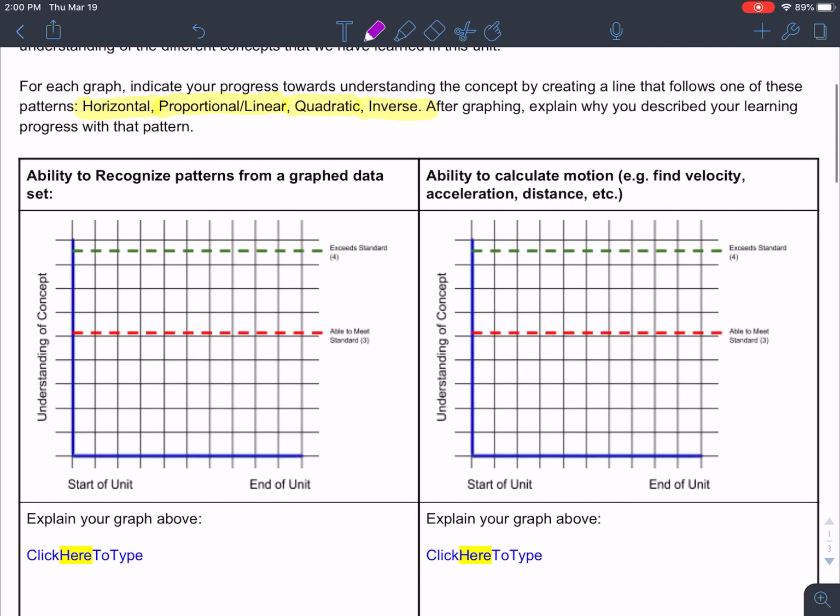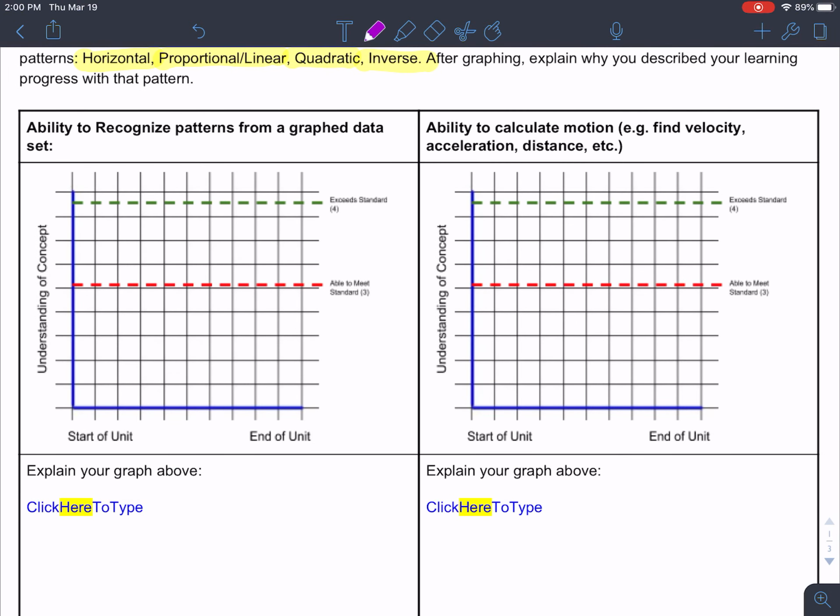So for example, let's say for this first graph here, looking at the skill of your ability to recognize patterns from a graphed data set. That really means, you graph your data. Let's say you get a pattern which is curving and increasing as it goes to the right, right? Can you determine if that pattern is linear, quadratic, inverse, etc.? If you're seeing a pattern that looks like this, can you identify what that looks like?